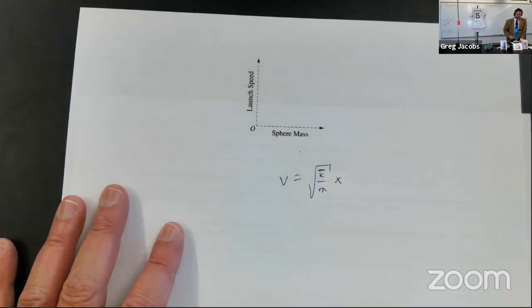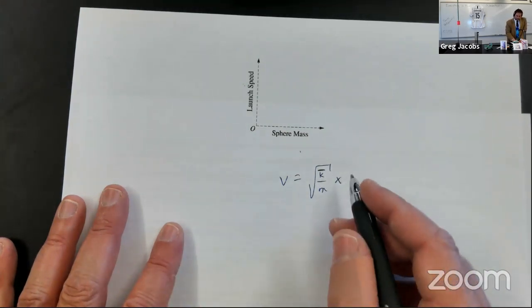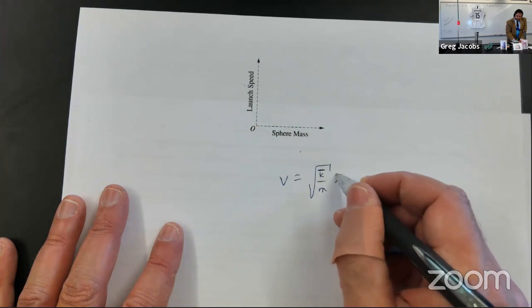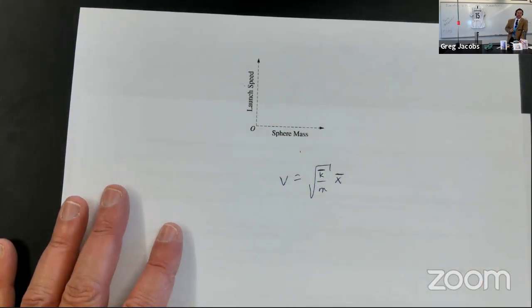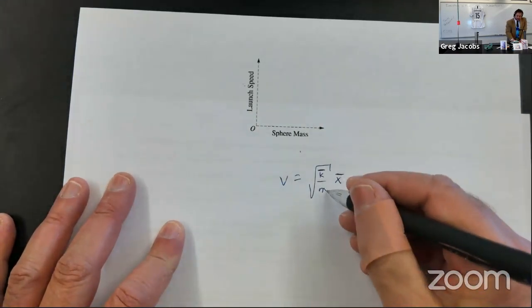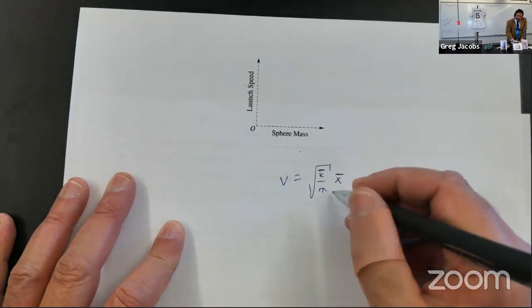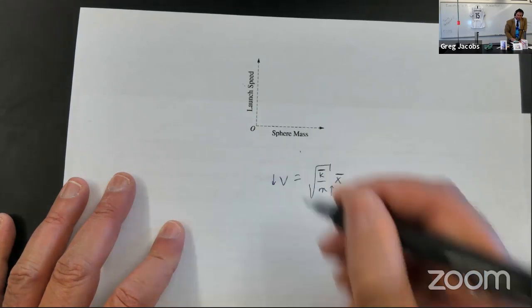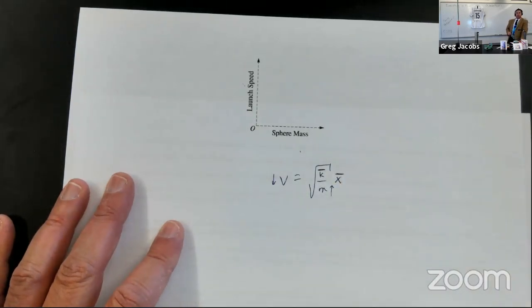Well, we know now that the spring constant is truly constant. It's said in the problem that we are launching from position A every time. The spring compression distance is always the same. Where does mass appear? Mass appears in the denominator. So if the mass increases, the speed decreases. This is an inverse relationship.